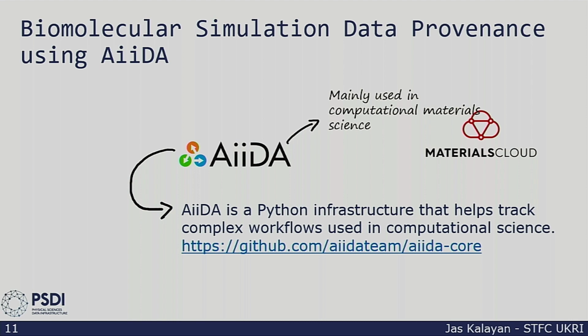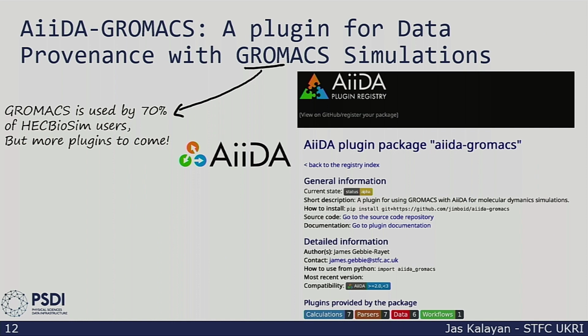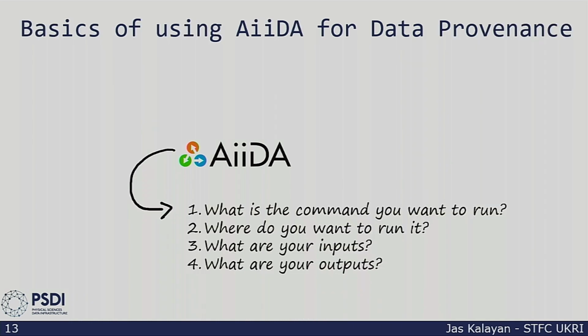So we have created a plugin to AiiDA, which is AiiDA-GROMACS, where you can track the provenance of commands that are submitted with GROMACS. We want to develop a suite of tools to track the provenance of simulation data, and we started with GROMACS because it's used by 70% of HECBioSim users, but we will be developing more to try and encompass as much of our community as possible and trying to encourage them to save the provenance of their simulation data.